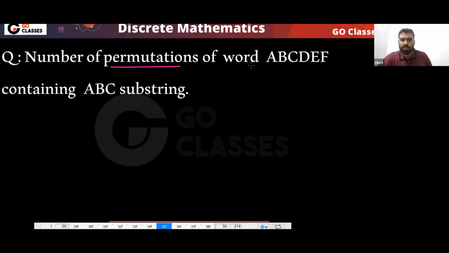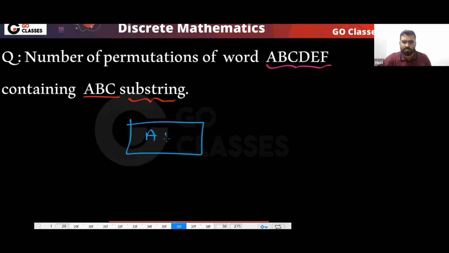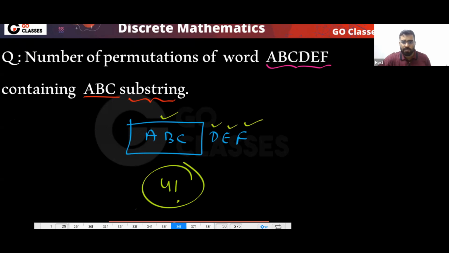Tell me what is the answer here. The number of permutations of the word A, B, C, D, E, F containing the ABC substring. This we have already seen. You can put ABC in a box, and then we have ABC, D, E, F. So the answer will be 4 factorial.